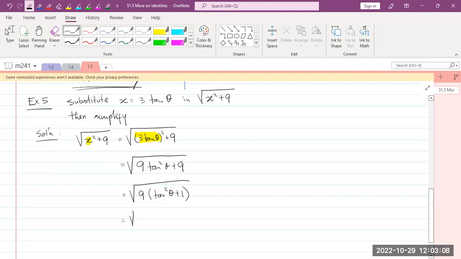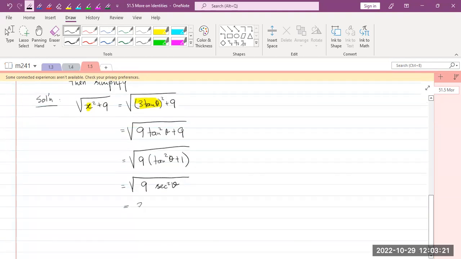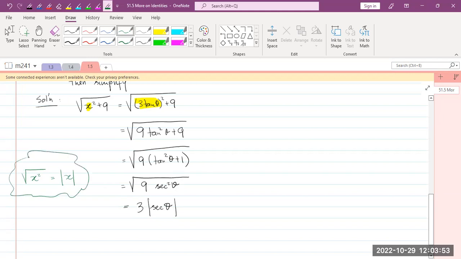Okay, now tangent squared theta plus 1 is secant squared. Then when we apply the square root, the square root of 9 is 3, and the square root of secant squared theta is secant theta. Okay, but the square root of any expression should be positive, while secant may be negative. To avoid that from being negative, we apply the absolute value. Actually, it's because of the following principle: the square root of x squared is not x, it's actually the absolute value of x, because the square root is always positive. That's the property that I actually use.